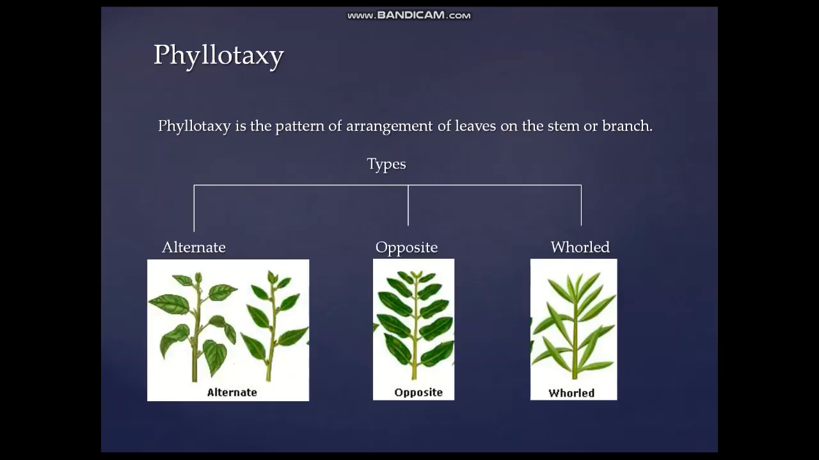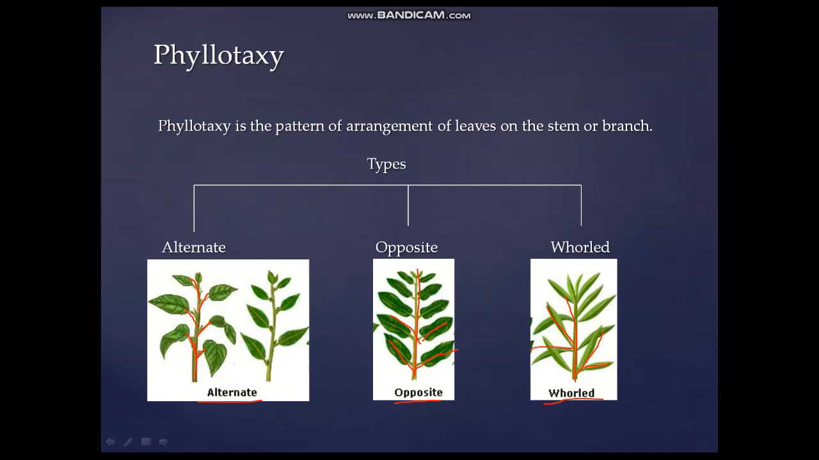And now look at this diagram and find out. In case of alternate, a single leaf arises from this node, and another leaf arises from this node, forming an alternate angle. In case of opposite, a pair of leaves arise opposite to each other. Next one is whorl. Many leaves arise from each node. So this is regarding the arrangement.